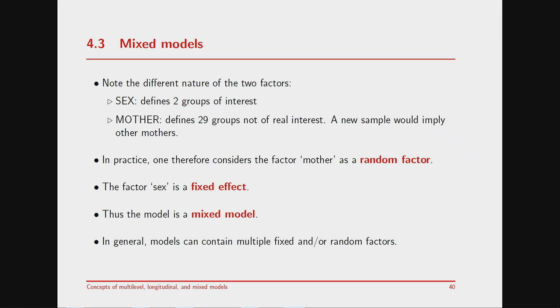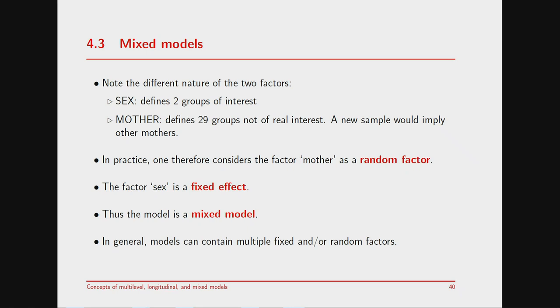The mother effect is called a random factor, because repeating your experiment will lead to different mothers and therefore to different alphas. So these alphas were generated randomly. By sampling different mothers, you sample different alphas. That's basically what it does. So we need to treat these two factors differently.